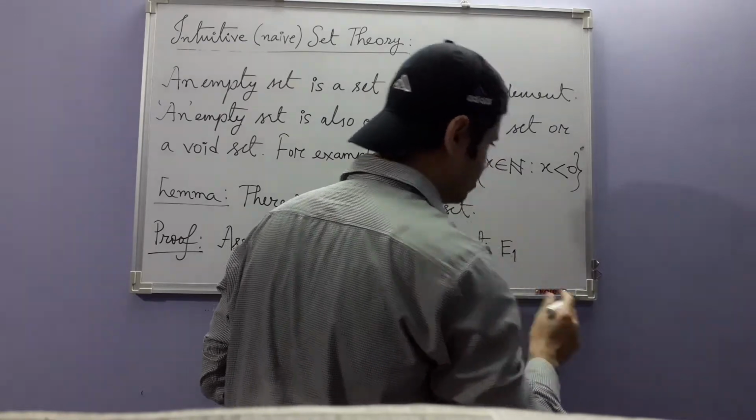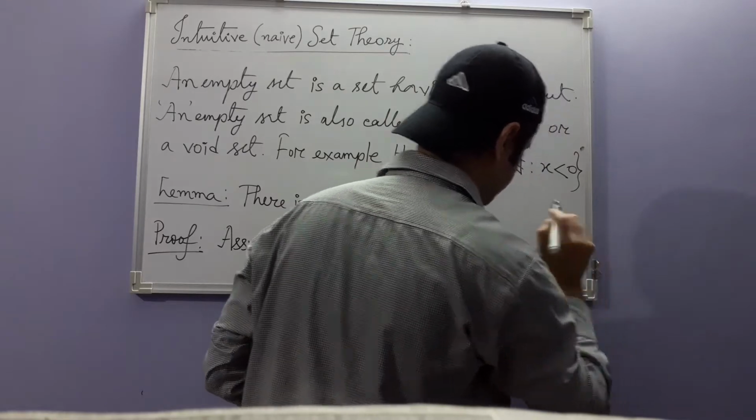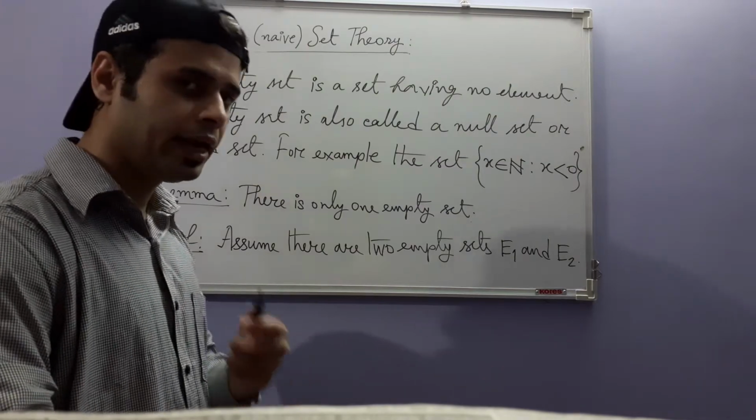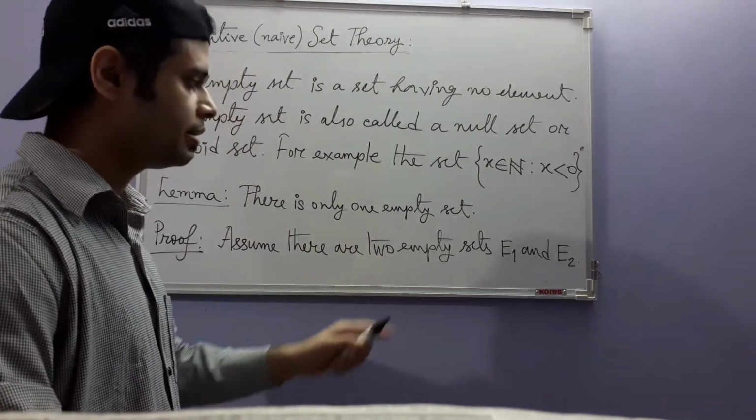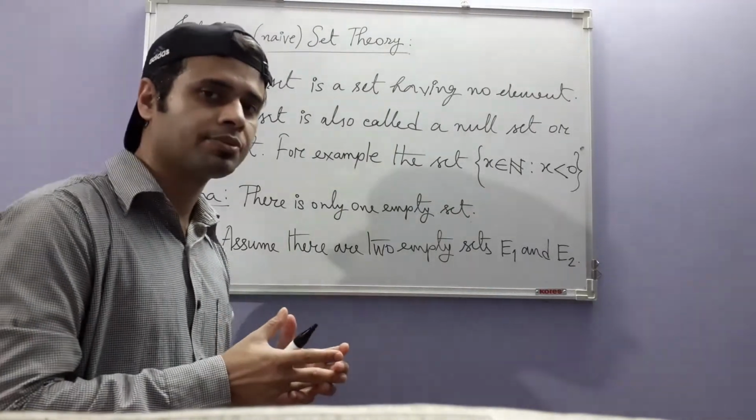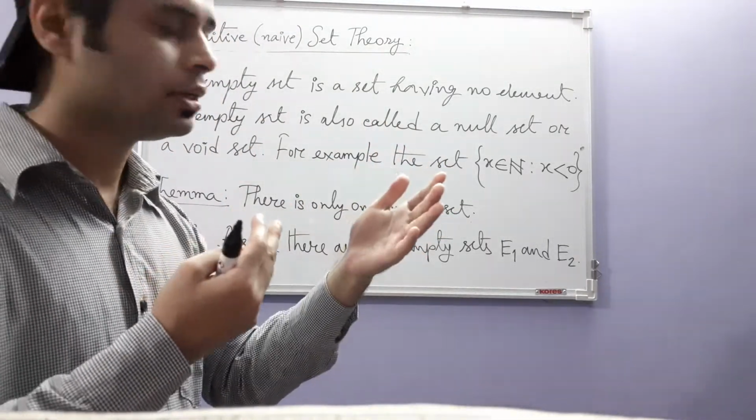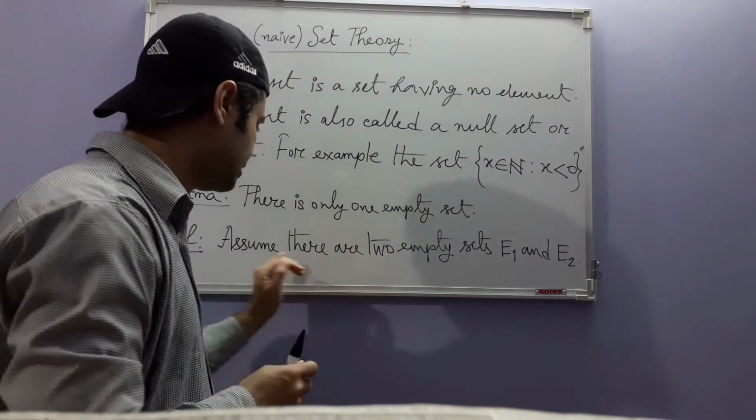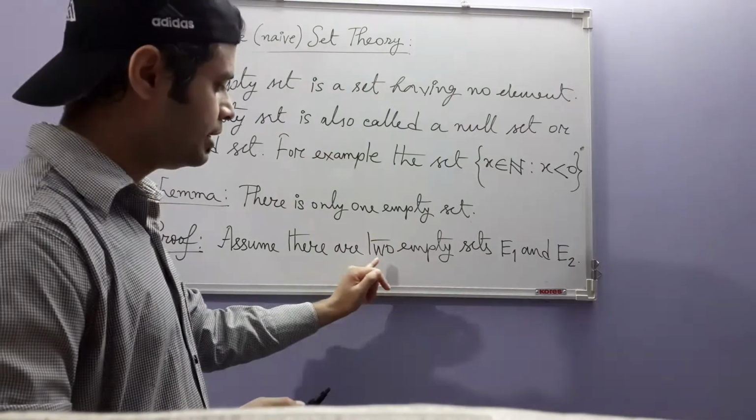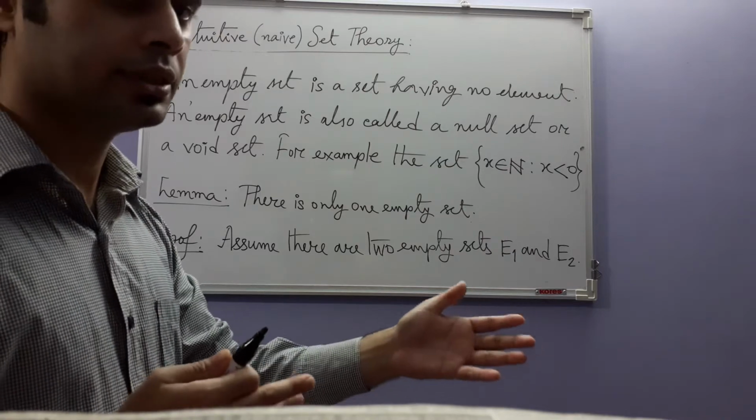E1, let me call this E1. E stands for empty. E1 and E2. Now, what is my aim? My aim is to prove that E1 is equal to E2. That is, they are the same. That way I can prove that there is only one empty set. If I consider two, I'm not saying different. In mathematics, when you see this type of words, 2, 3, it is not assumed a priori that they are distinct. They may not be distinct.